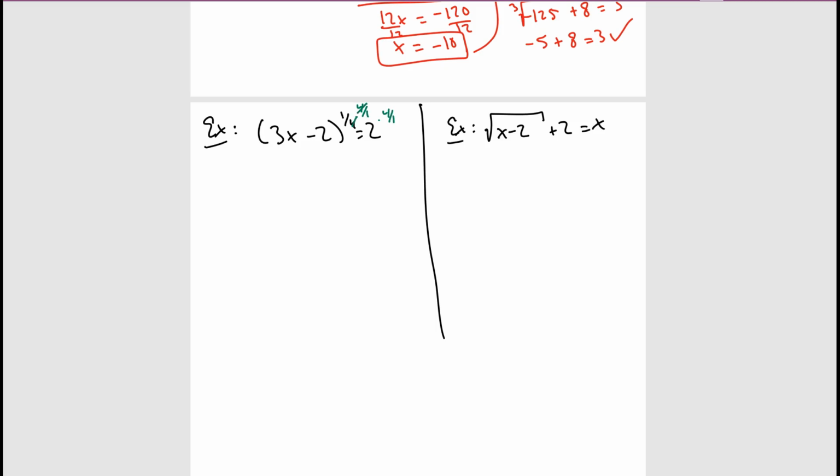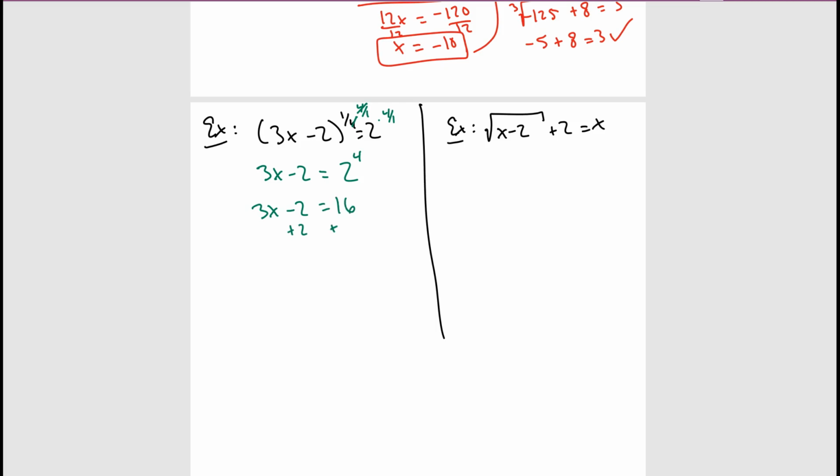So this goes away. I'm left with 3x minus 2 equals 2 to the 4 over 1, which is just 4. 2 to the 4th power is 2 times 2 is 4, 4 times 2 is 8, 8 times 2 is 16. So I have 3x minus 2 equals 16.